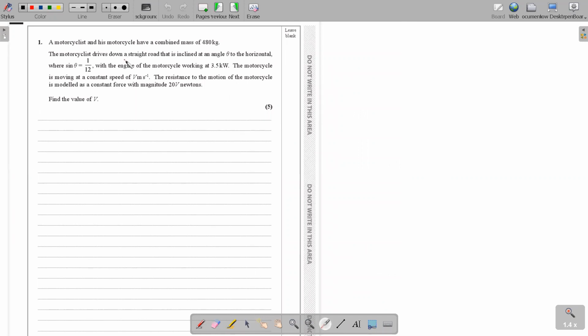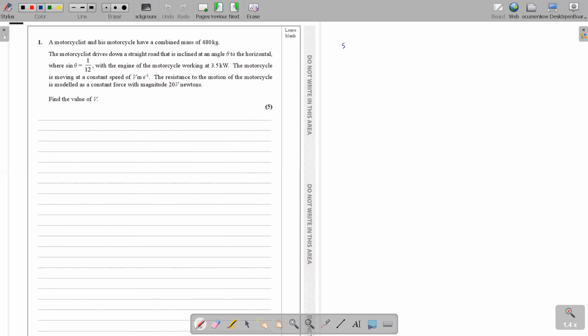A motorcyclist and his motorcycle have a combined mass of 480 kilograms. The motorcyclist drives down a straight road that is inclined at an angle theta to the horizontal, where sine theta is 1 over 12. So immediately you need to start imagining this in your head, children, and then draw the diagram. When you see sine theta is 1 over 12, do you immediately take sine inverse and find the theta value? Is that the way to do this, children?